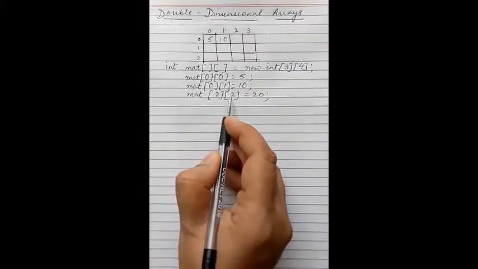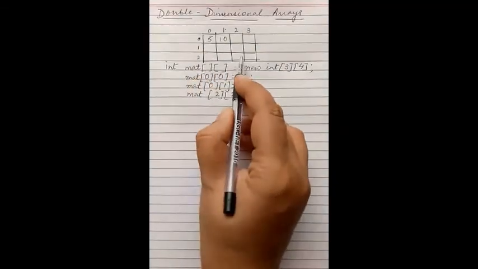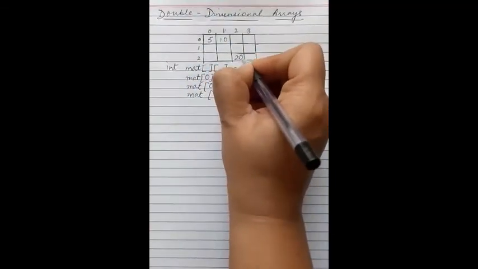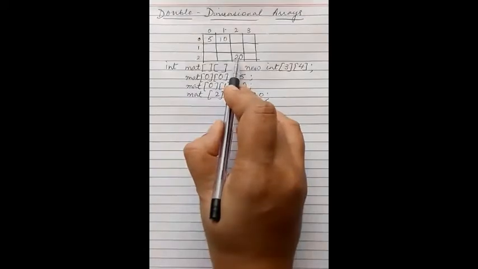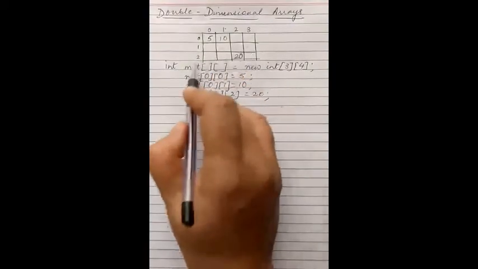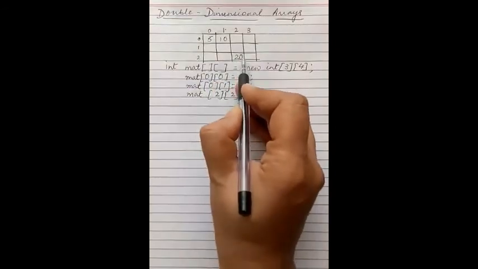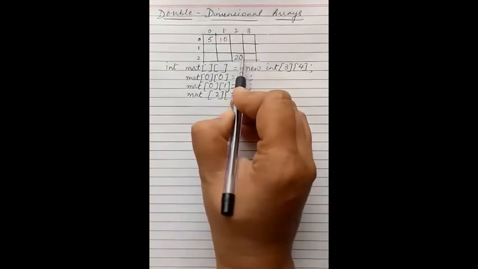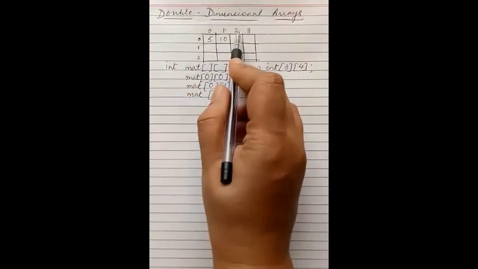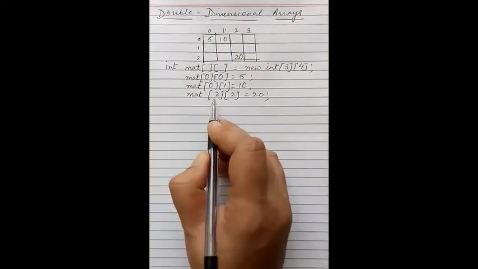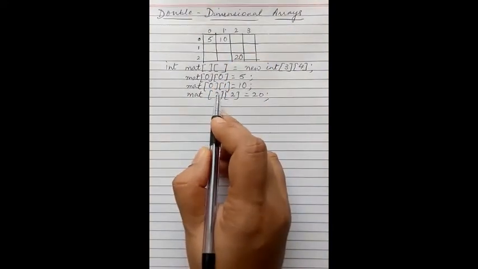If I write mat at position 2 and 2 equals 20, that means the row number is 2 and the column number is 2. So at this position we are entering in this cell. At the intersection of row and column, we get a cell. This cell is represented by row number 2 and column number 2. So we can initialize a value directly, or we can use a for loop.